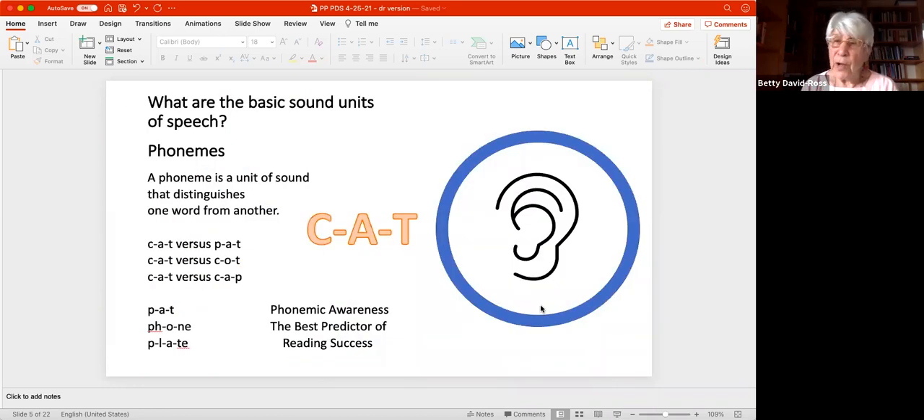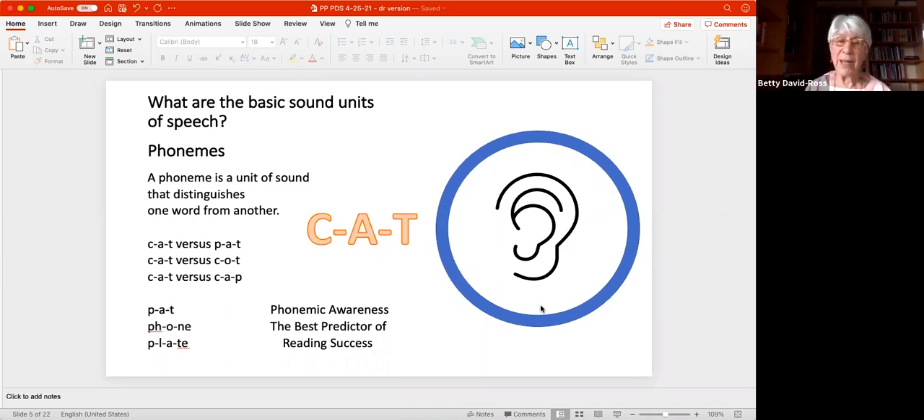I've mentioned the word phonemes a couple of times. I've told you that they are the basic sound units of speech. Phonemes and basic sound units of speech are the same thing. What is a phoneme? Now, many teachers out there have heard the term and they know what it is. But a phoneme is a unit of sound that distinguishes one word from another. For instance, the example of cat versus pat, it's the initial sound. And you'll go, well, that's obvious.